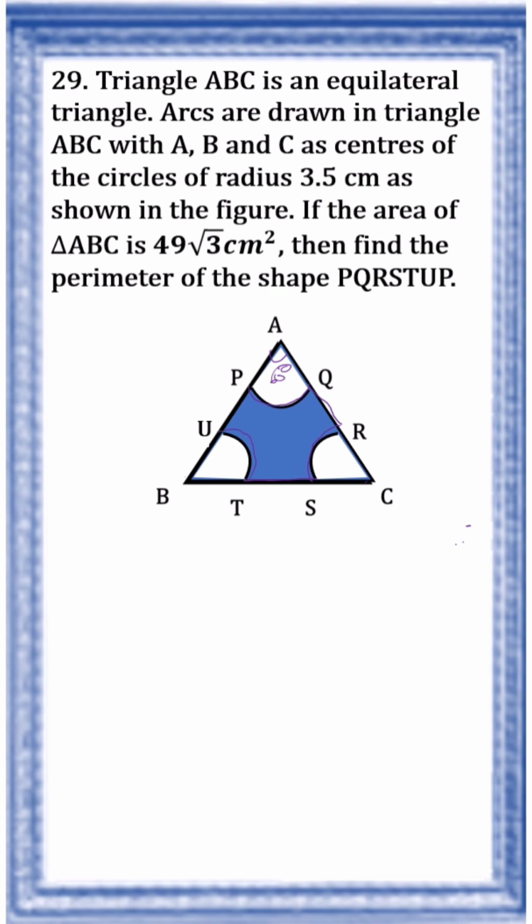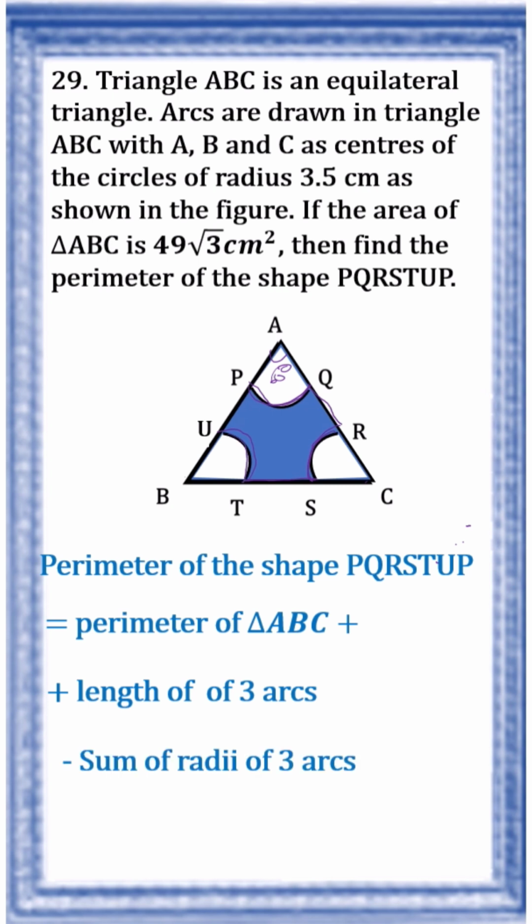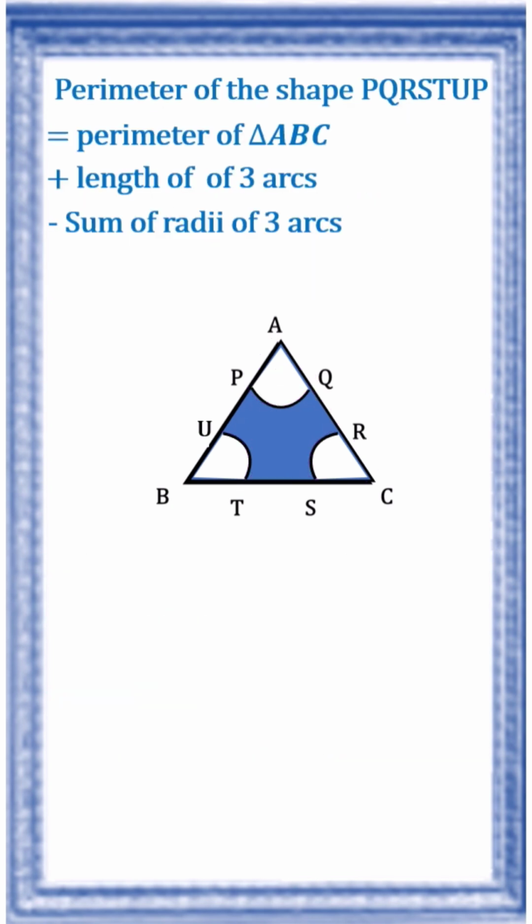Now we have clearly understood that the perimeter of the shape PQRSTUP is equal to the perimeter of triangle ABC plus the lengths of three arcs, this one, this one, this one, plus the sum of the radii of three arcs, this plus this plus this plus this plus this plus this. Okay, now let us see how we can calculate.